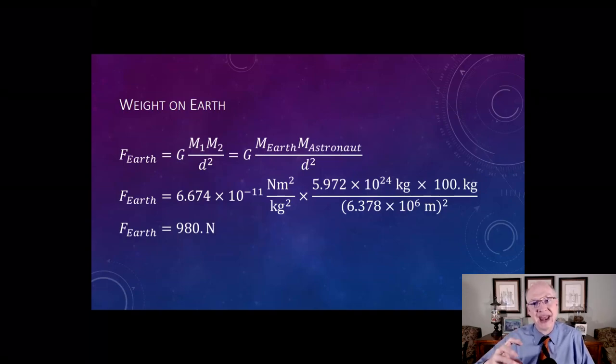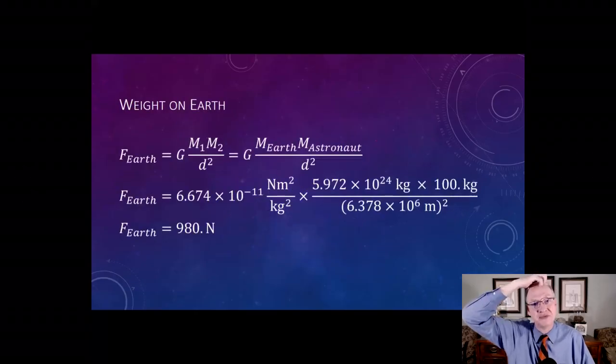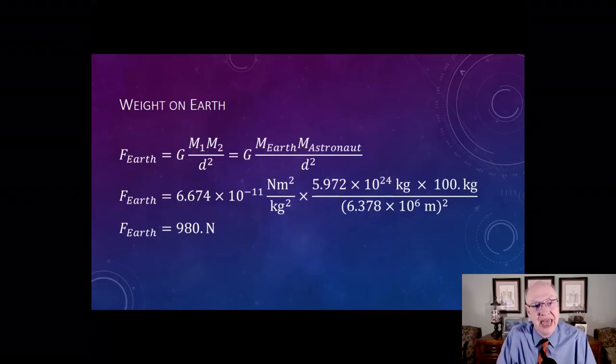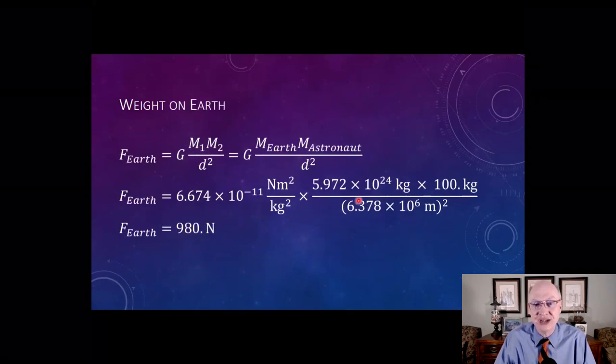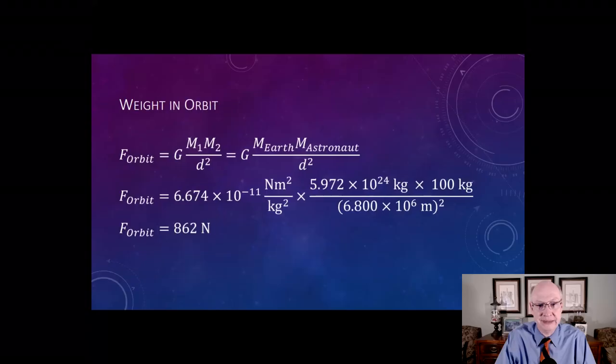Now, let's move that astronaut 422 kilometers up above the surface. Now what do we get? Well, let's think about what's going to change and what won't change. G is not going to change. The mass of the Earth is not going to change. The mass of the astronaut is not going to change. The distance is going to change, but it's not going to change by very much. So let's see what the calculation looks like now. So here it is when they're in orbit. First of all, if I flip back and forth between these two, you'll see not much changes. The only thing that's changing here is the distance, if you take a look at that, right?